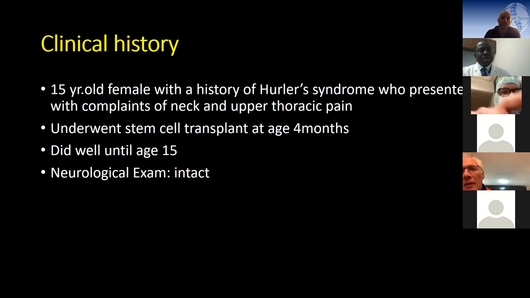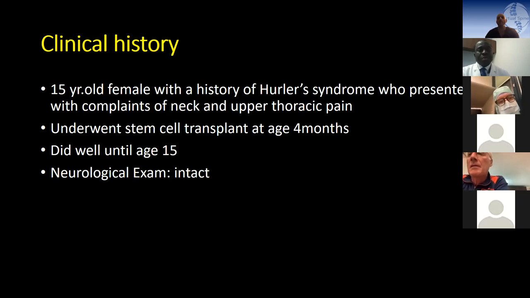So the history is that of a 15-year-old with a history of Hurler syndrome who presented with complaints of neck and upper thoracic pain. Now, when she was 4 months old, she underwent a stem cell transplant, which is one of the two primary modalities to treat Hurler's syndrome, along with enzyme replacement therapy.